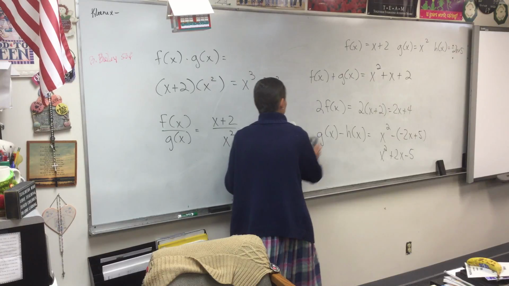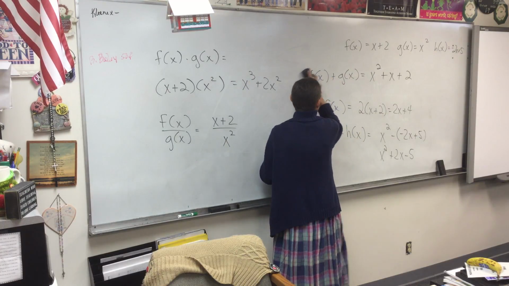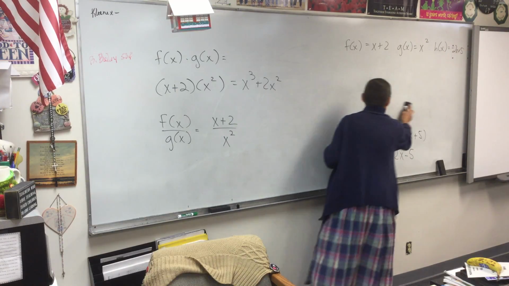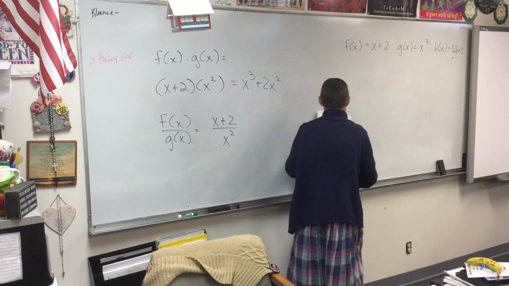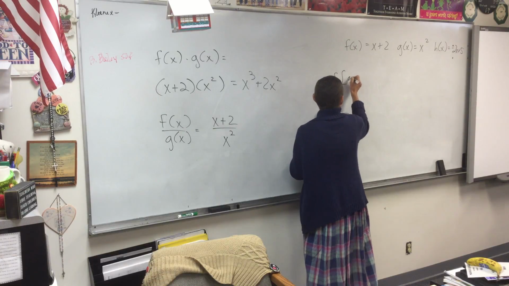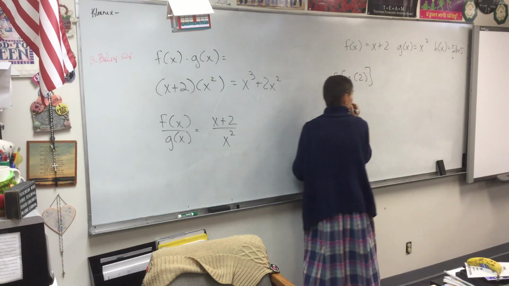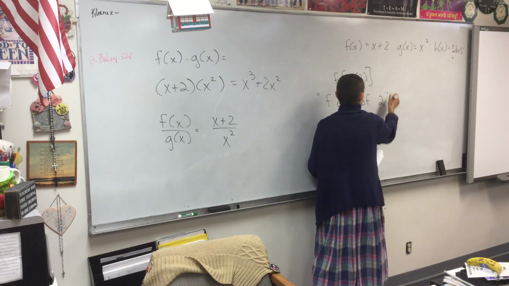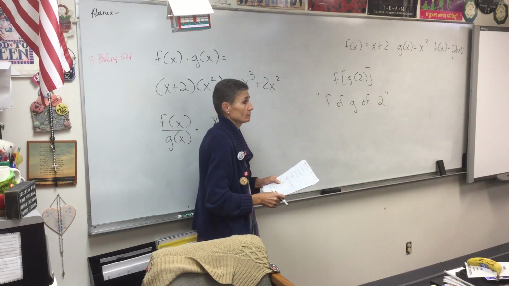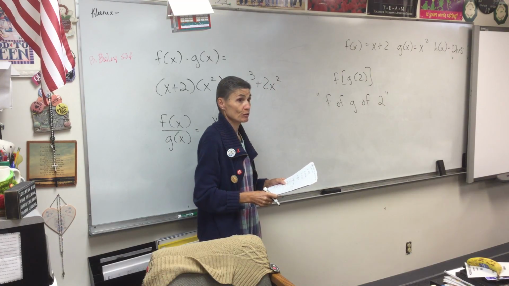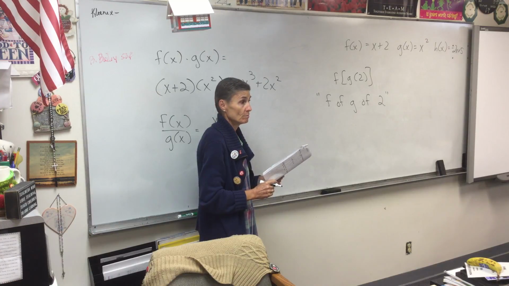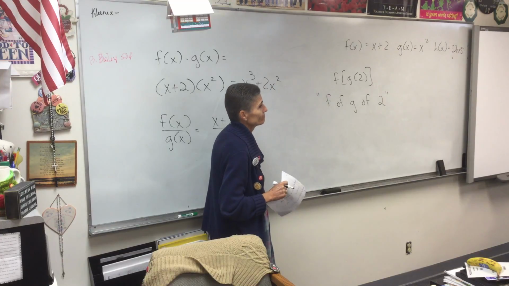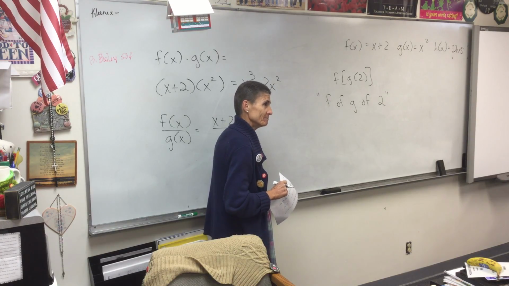Now we're switching. We're using the same functions, but now we're switching to what is called composition. Now we are going to evaluate f of g of 2. Let me say that again. F of g of 2. And you did this last year. Do you remember how? Do you remember anything about it? Kelly Berry, can you answer the question?